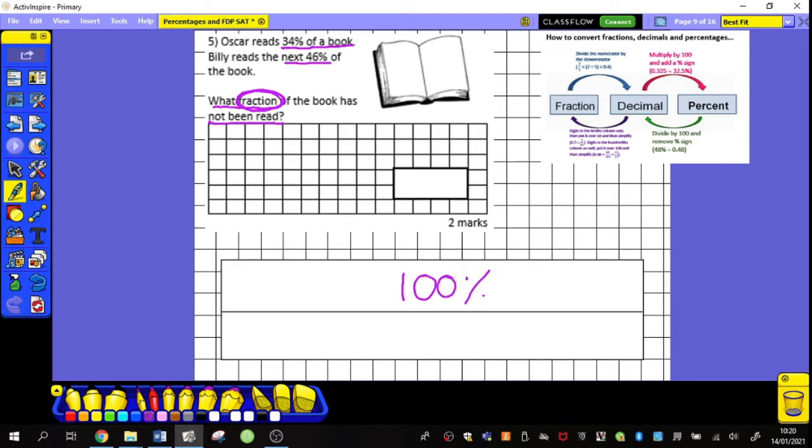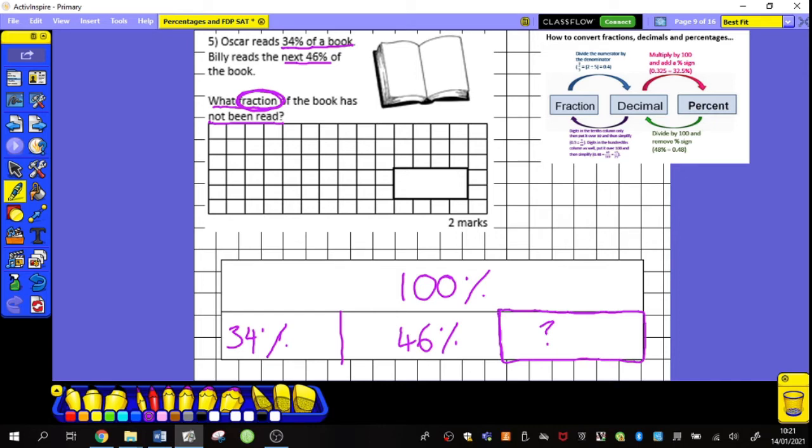So Oscar reads 34, so let's now show 34%. There it is. Billy reads the next 46%. So there is 46%. And I want to find what fraction has not been read. So I'm trying to find this part here. Now I think the first thing I need to do here is to find out what that end bar is as a percentage, and then I can convert it into a fraction because it's asking me what fraction of the book has not been read.